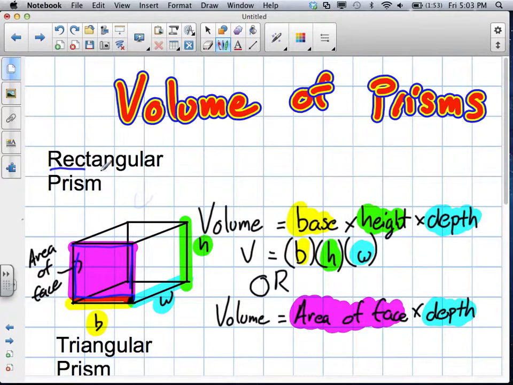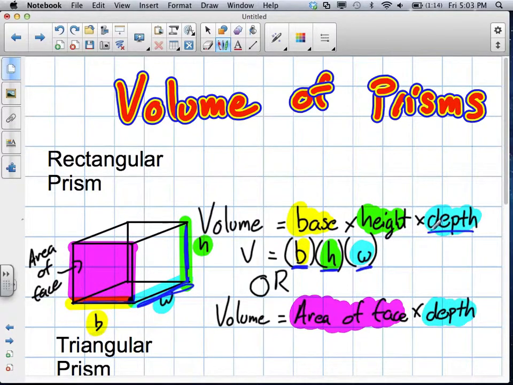It is a rectangular prism, and the reason they call it rectangular is because the face of it is a rectangle. Now, to find the volume of it, it's base times height times width, or sometimes we refer to it as depth. We called it depth, or in this little formula here, we've called it width. And we've color-coded it. This is the base of the object, times the height, which is here, times the width or depth, which is this.